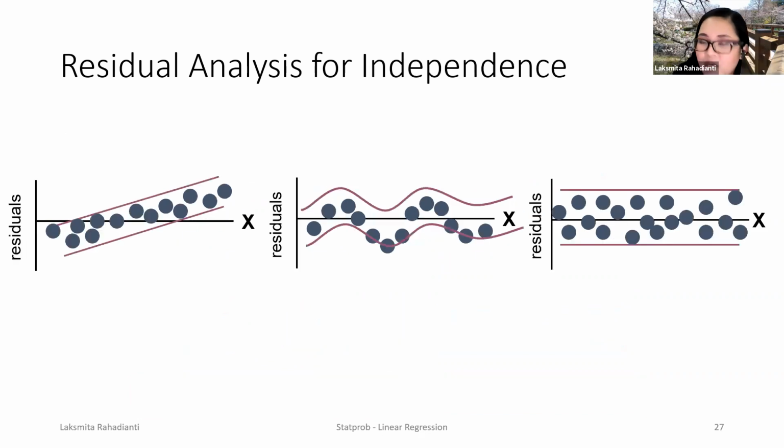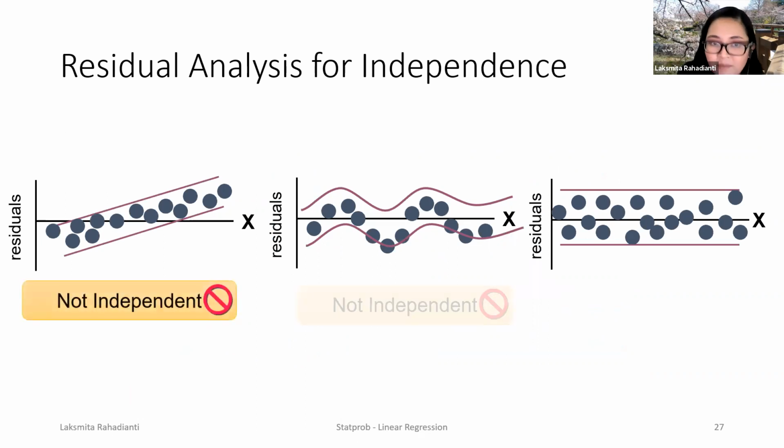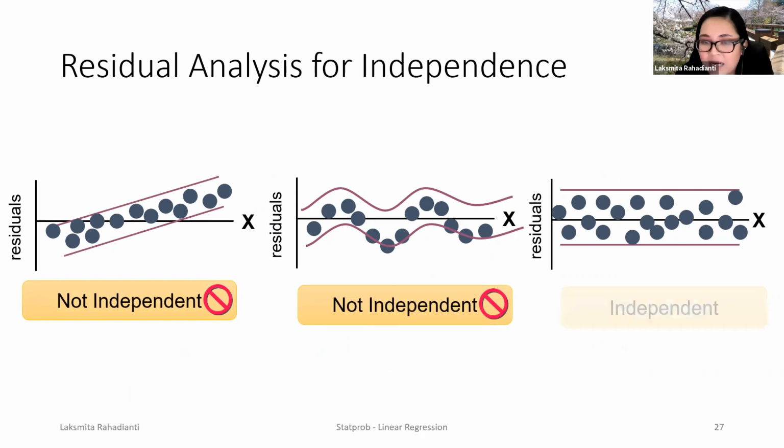There are other things that we can conclude from the residual analysis. If it looks something like this on the left, then it's not independent. If it's like that, it's also not independent. But if it is more or less a straight line like that, then I can say that X and Y are independent from each other.